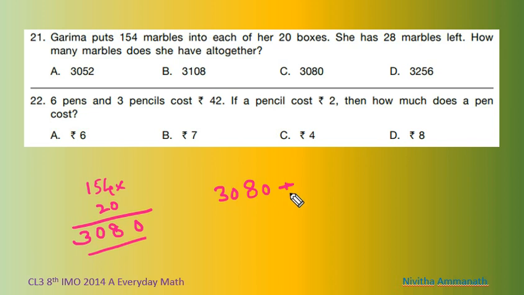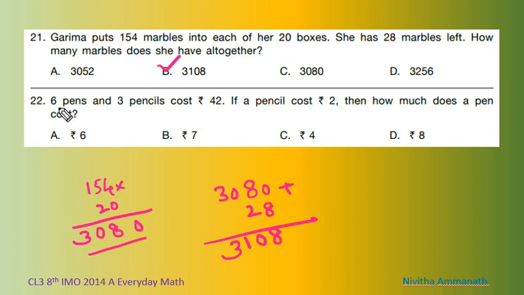3080 plus 28 marbles left. 28. That is 8. 8 plus 2, 10. 1. 3. 3108. So B is the correct option.